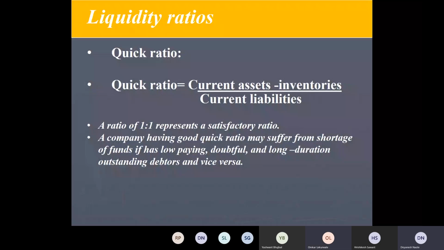So current liabilities, all types of current assets. Once we subtract inventories, because they are not liquid type of assets and take some time to get converted into cash, comparatively higher time than other assets like marketable securities, debtors, and cash in hand. Cash in hand doesn't take any time. So those are kept and divided by current liabilities. That gives you the quick ratio, which is also called the acid test ratio.